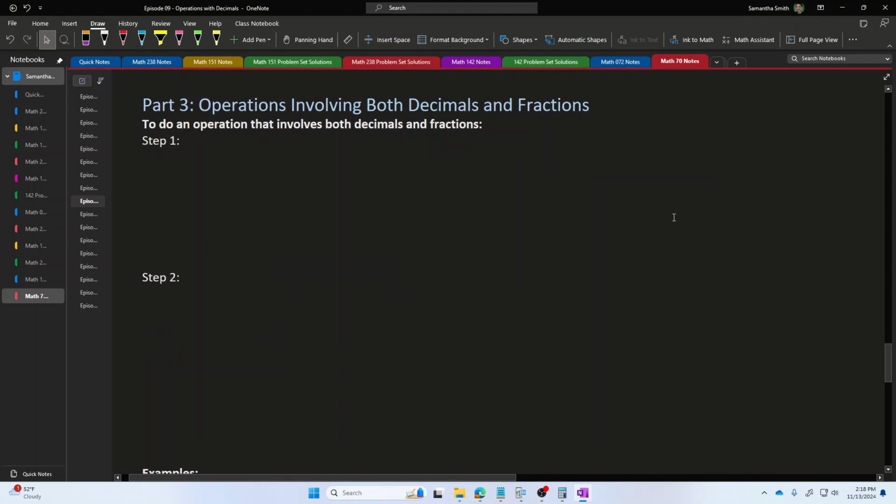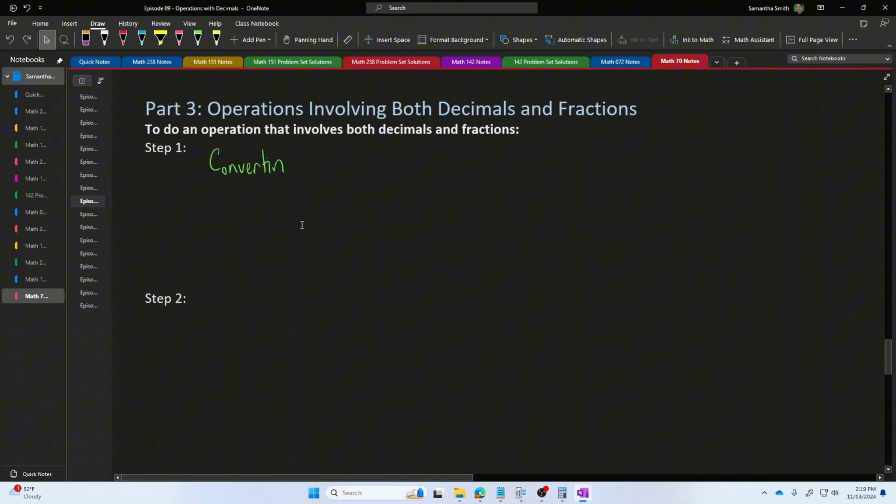In this part, I would like to talk about how to perform operations that involve both fractions and decimals. Now, if you're doing a problem that involves both decimals and fractions, then all you have to do is convert all of your numbers so that they're of the same type. Usually this means converting all your fractions to decimals, because working with decimals is usually a lot easier than working with fractions. So step number one, convert all your fractions to decimals.